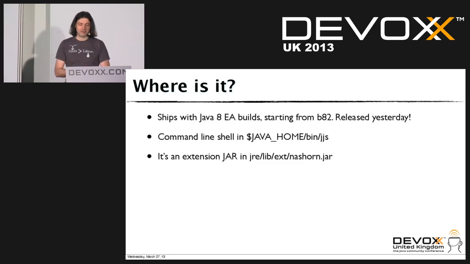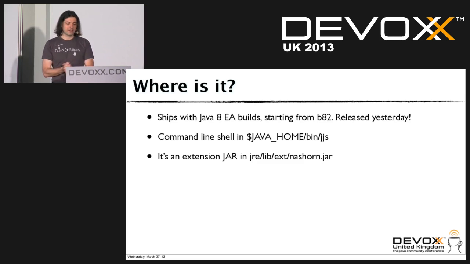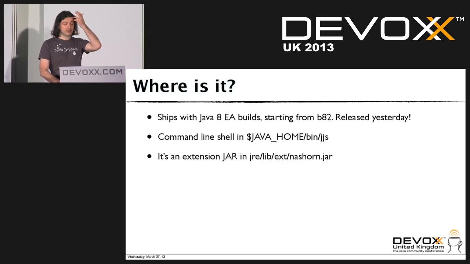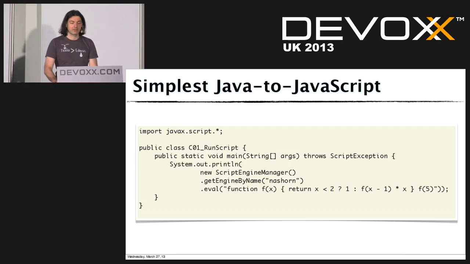So where is it? It ships with Java 8, starting from b82. Oh, sorry about the release yesterday. That was true on Sunday when I was giving a short version of this presentation as well. If you go to your Java home, in the bin directory, aside from java, javac, and other applications, we have a new, nice, curious little program named jjs, and that's it. The code itself lives in the extension directory in nashorn.jar.